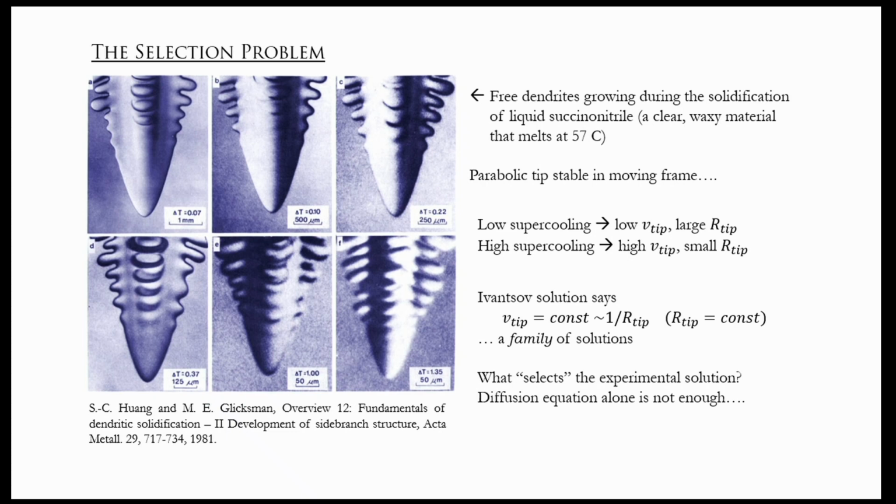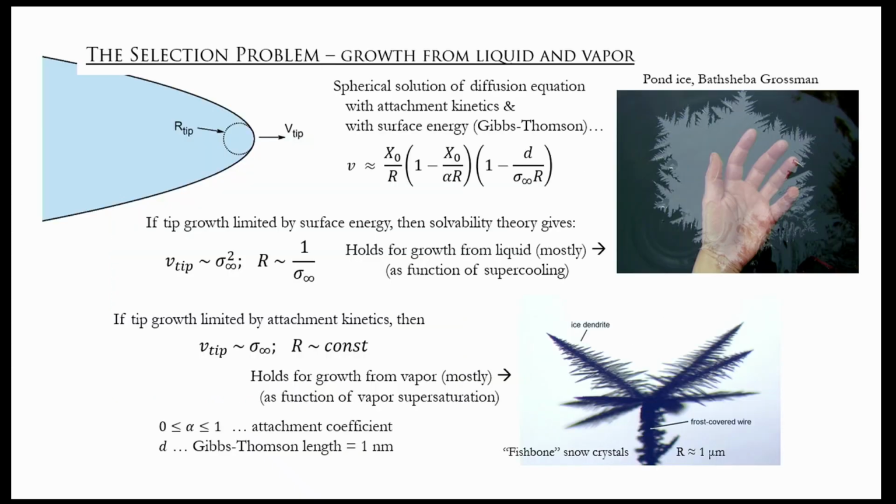And so the question at that time was just, well, what selects the experimental solution? This is called the selection problem. And again, this went on for years. Not too many years, 5 years, but it was hard. I mean, you read the literature and people were really struggling with this. And the diffusion equation was not enough to solve this, okay? The diffusion equation alone just gave you a family of solutions. And so you had to have some new physics to select the right solution, the experimental solution.